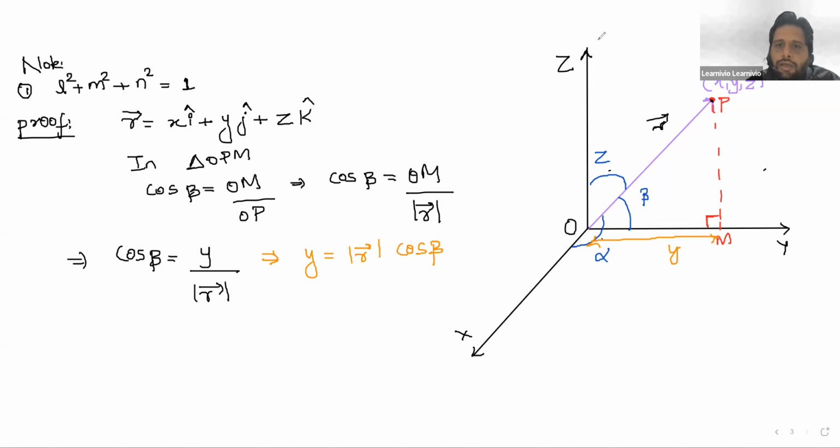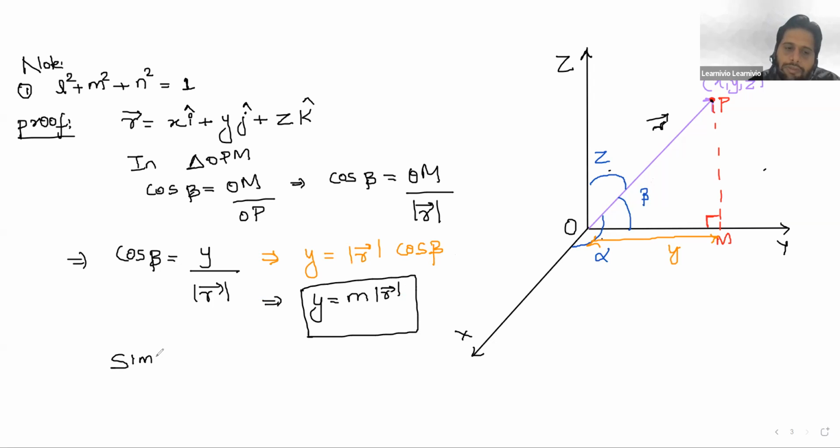And how do we represent cos beta? We represent it as m, so y is m into magnitude of r. Similarly, we can also say that x is equal to l into magnitude of r, and z is equal to n into magnitude of r. So we have these values.